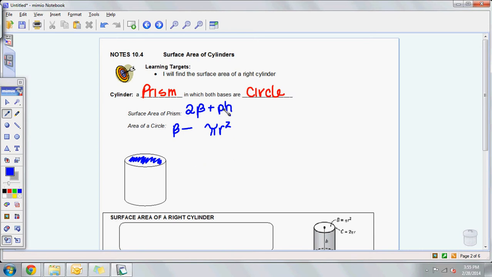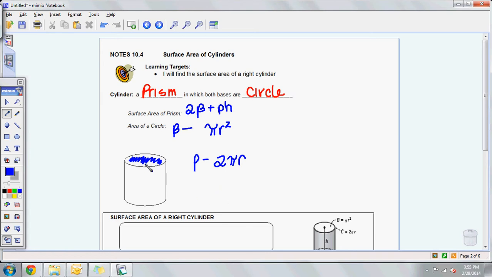Now for the perimeter, let's talk about that for a minute. We do have a formula to find the perimeter of a circle. So that means the distance around this circle. And that's going to be 2 times pi times r. Okay? So you've got 2 formulas here that are going to go into this formula. So that's why it's a little funky.